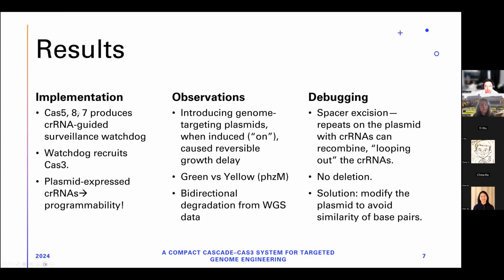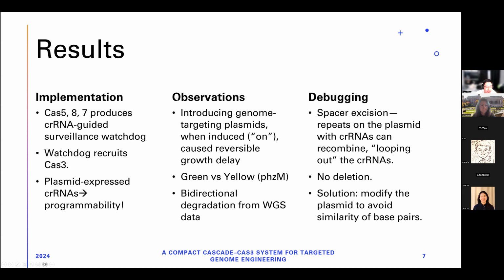So Cas5, 8, and 7, those are your complexes, one of them at least, that produces the crRNA, which is CRISPR RNA, which is what we'll engineer. The crRNA-guided surveillance watchdog. That complex is what actively searches for foreign RNA. And once it identifies that foreign RNA, it recruits Cas3, and Cas3 starts the degradation process.